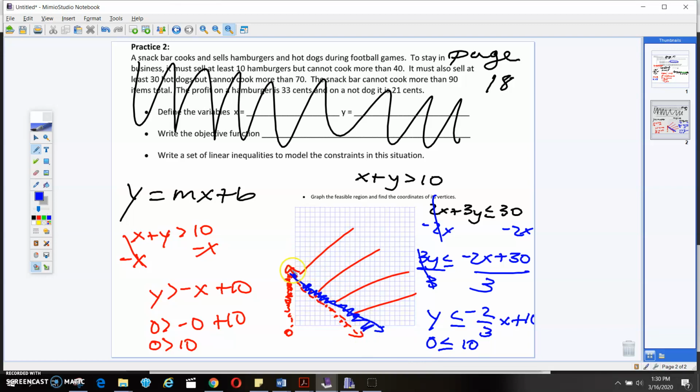We said hot dogs are over here and hamburgers are over here, or vice versa, it doesn't matter. The only way this has a solution is if I have 10 hot dogs and no hamburgers. That's what this is saying.